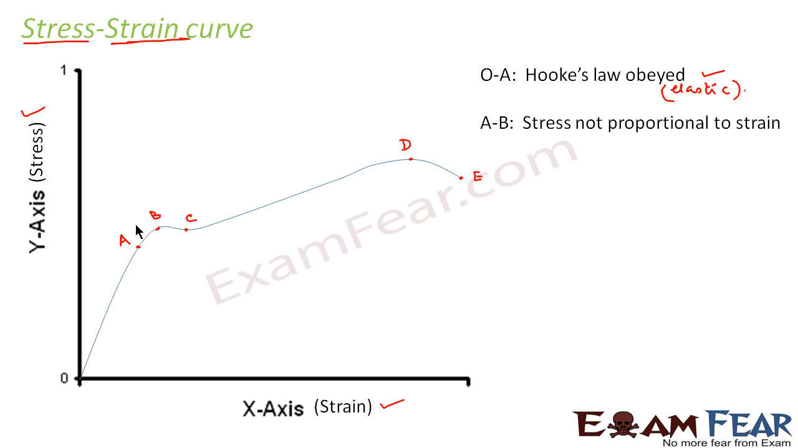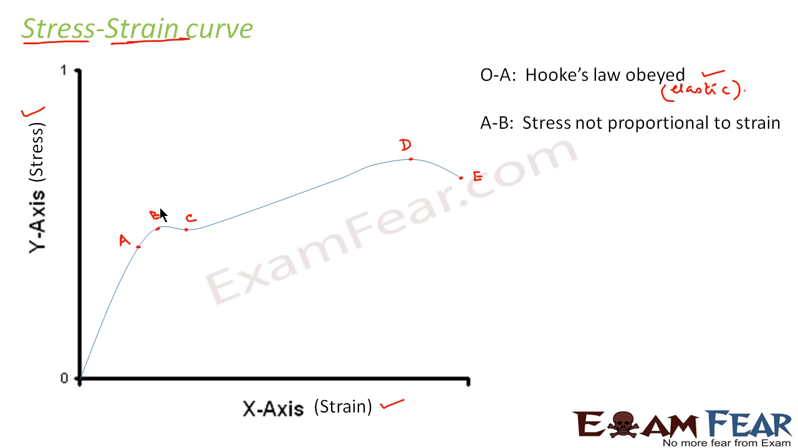That means even in this region, if the body is in this region, if you deform the body, if you change its shape, it will come back to its original shape after the force is removed. So this region from O to A was perfectly elastic, where Hooke's law is perfectly obeyed. From A to B, they are not directly proportional to each other, but however, they exhibit certain elastic properties.